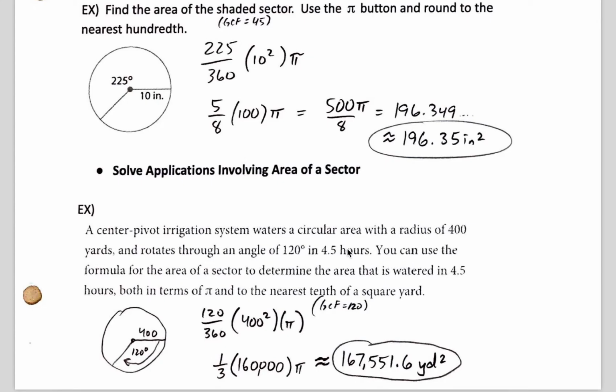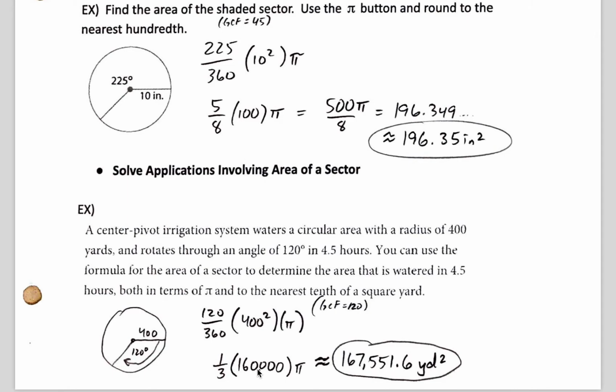As it turns out, the time isn't really relevant to solving this problem. So we don't really need the time. We're going to take 120 out of 360. That'll be the fraction of our total circle's area. We have our radius of 400, so we're going to square that. We could square 400 and get 160,000. And we could reduce this fraction by actually dividing top and bottom by 120 and get 1/3. So the amount of area that our sprinkler is watering is about 1/3 of the total circle's area.